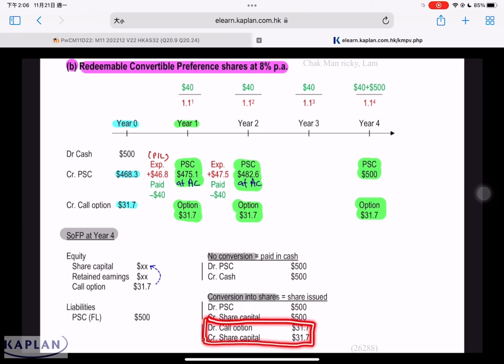This is the entry that you may pass, to transfer from call option reserve to your share capitals. In accordance to AS32, you may do so. Because there's no difference, whether you put it under call options or under the share capitals, it is still under the equity. But normally for examination purposes, the suggested answer given by the examiner is that they will do a transfer if it's converted. If it's converted, normally you should do the transfer from options to share capitals.